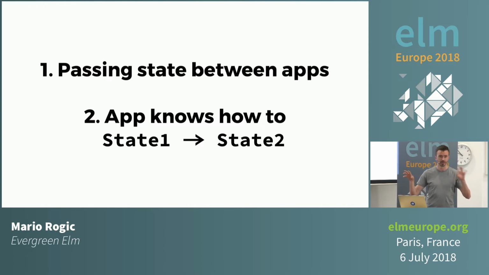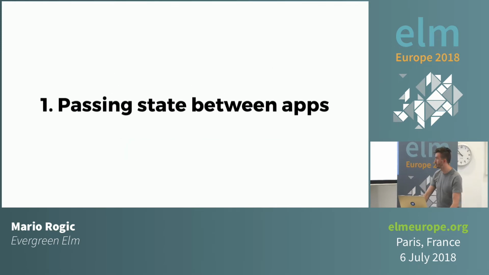So there's 2 main problems to get this working. One is passing state between apps, so getting the same state the user had into the new app. And then the second part of it is upgrading that state into the new set of types that we have in the new app, right? So let's deal with both of those one by one.